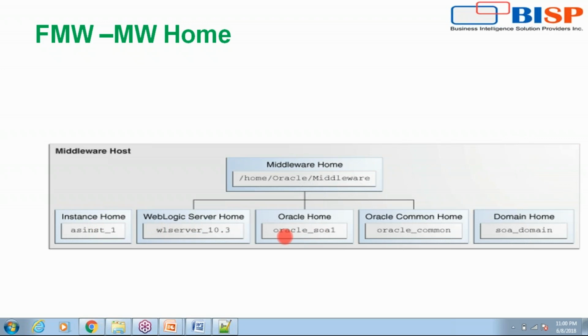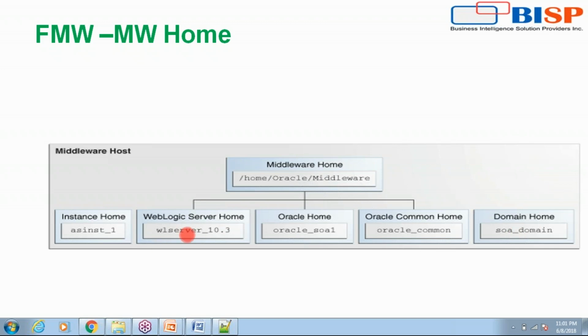So this is what Oracle home is. This is nothing but where your product is installed. Oracle common is your common directory, which contains the libraries and other files for your product to run, the Fusion Middleware product to run. And domain home is where you actually create the domain. It can be any domain based on the product you have installed. So if you have installed SOA, it will be a SOA domain. If you have installed Weblogic, it will be a Weblogic domain. If it's OBIEE, then it will be an OBIEE domain.